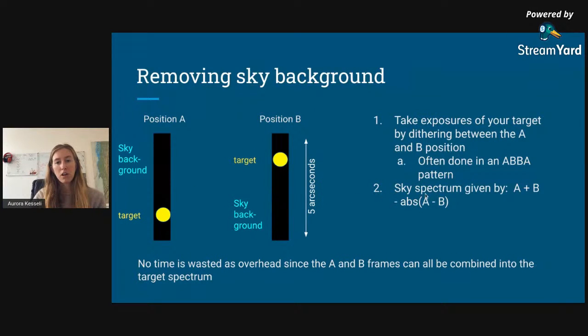And so to get the spectrum of the sky during your observations, this is like a real-time spectrum of your sky as it's changing, you can add the A and the B frame and then subtract the absolute value of the A frame minus the B frame. And this kind of gives you an estimate of the sky during your observations.